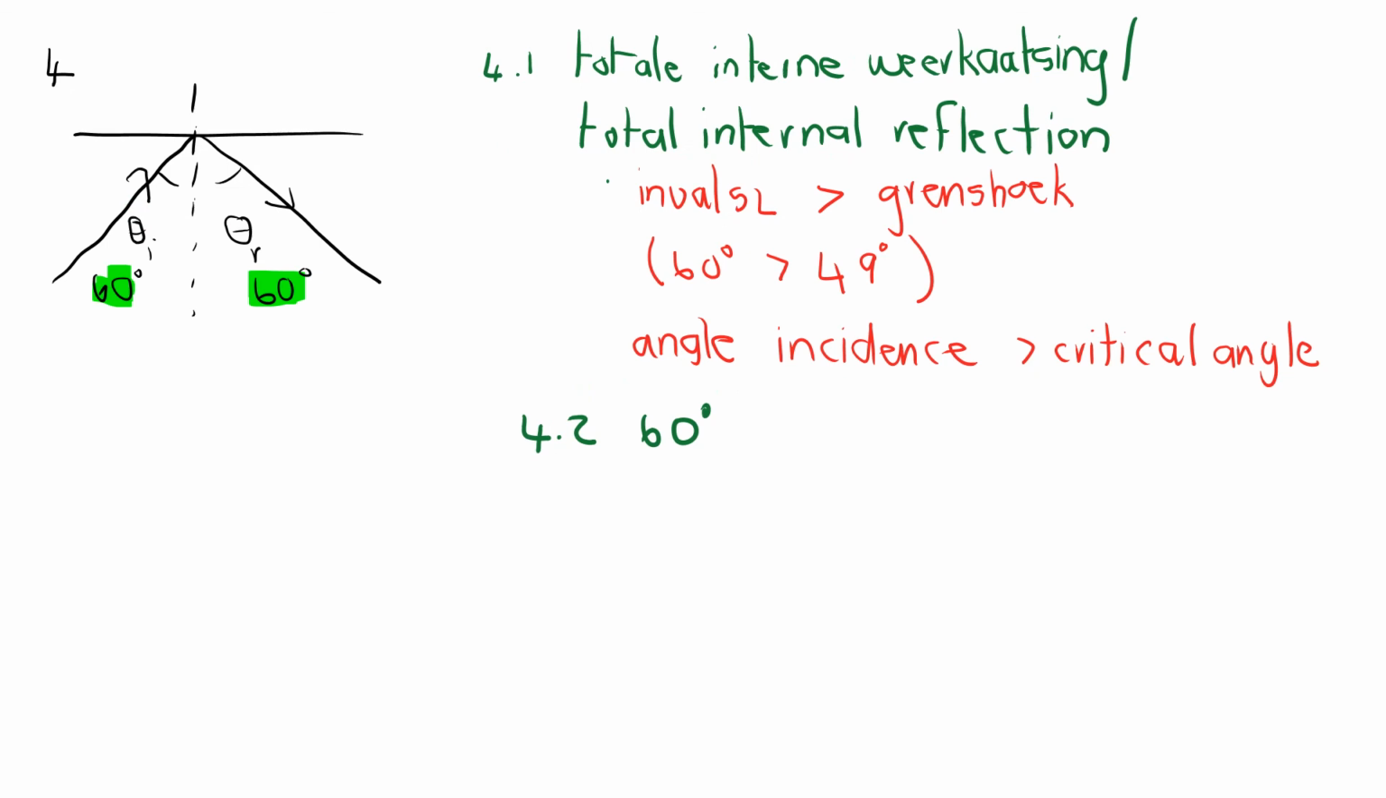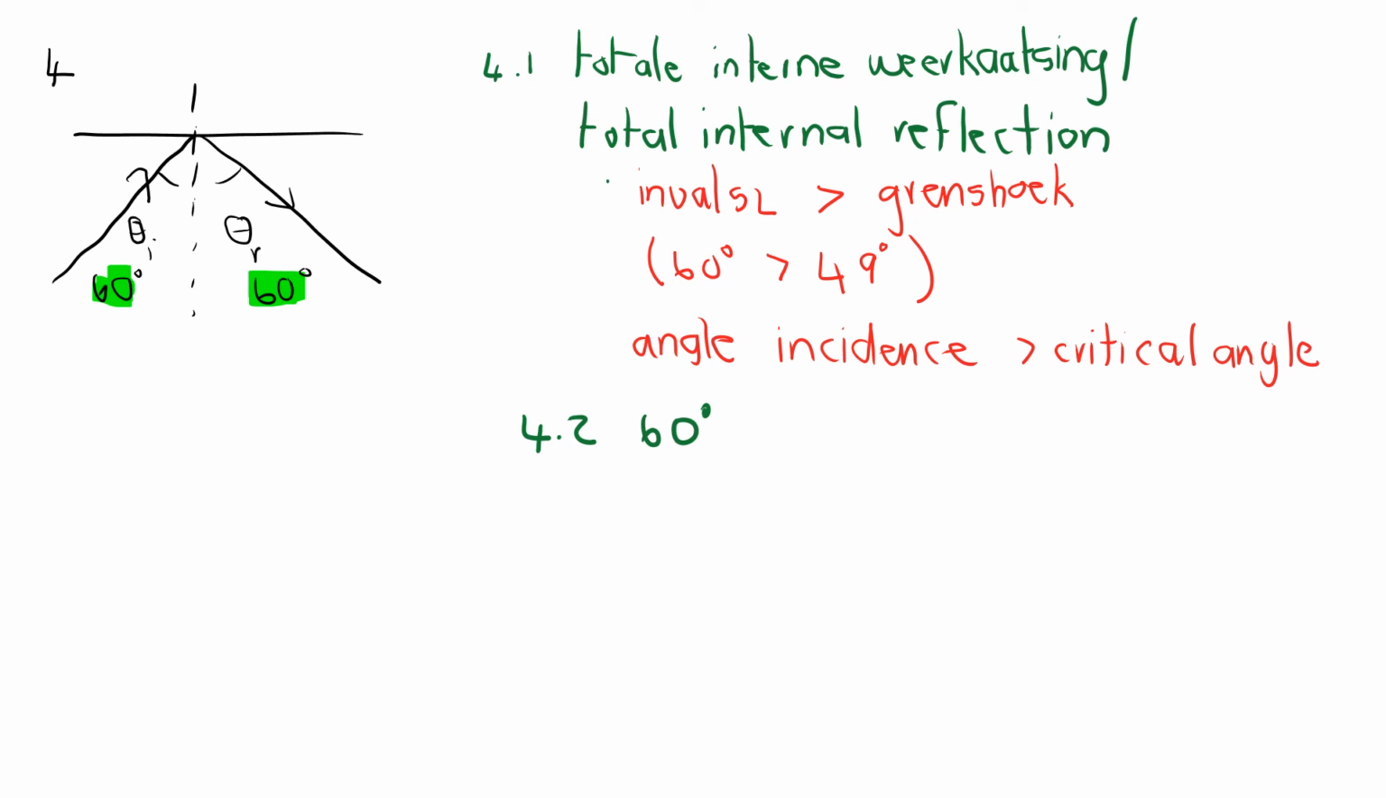Number 4. Die duiker rig die flitslig sodat die invalshoek 60 grade is. Watter verskynsel vind die plaas? The diver shines the beam so that the angle of incidence is 60 degrees. What phenomenon occurs here? And give a reason for your answer. Daardie invalshoek is nou 60 grade en hy is groter as 49 grade. Hy is groter as jou grenshoek. Your angle of incidence is bigger than your critical angle.